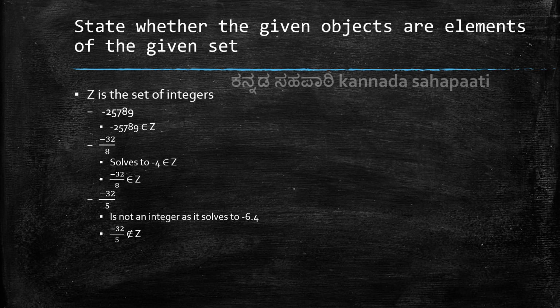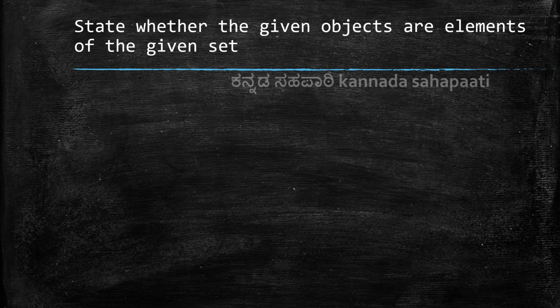Minus 32 by 5. When you solve it, you get minus 6.4, which is not an integer. Therefore, minus 32 by 5 does not belong to Z. A is equal to the set of all 9, 8, 7, 6. The first sub question is 8.5 and the second is 7.